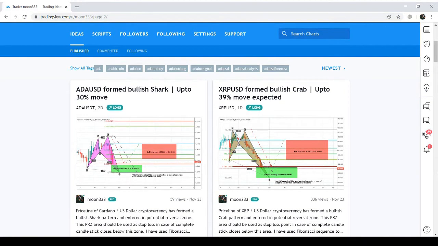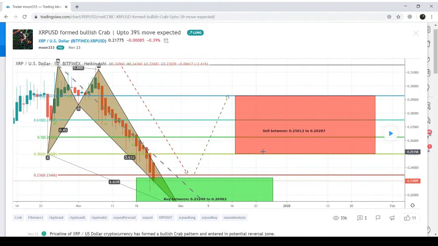Now let's start with our first altcoin, and that is Ripple or XRP with US dollar pair. On this chart, you can see the price action has formed a bullish crab pattern. We will also see the dimensions and the perfection of the patterns. If we see this pattern, then this is the initial leg, X to A leg, and the A to B leg is retraced between 0.382 up to 0.786 Fibonacci, which is required for the bullish crab pattern.